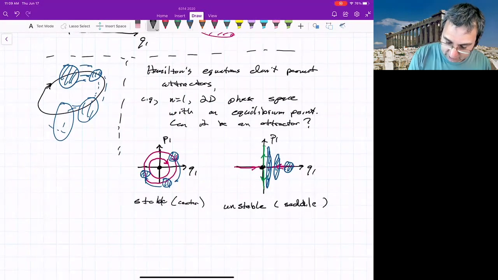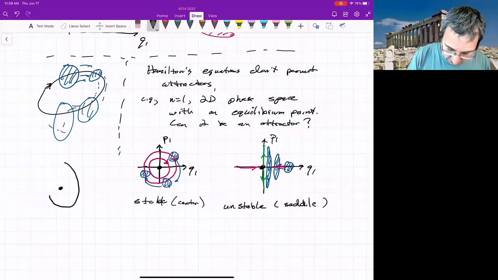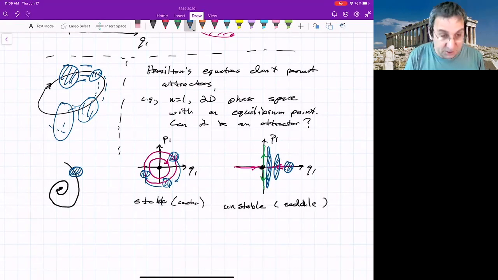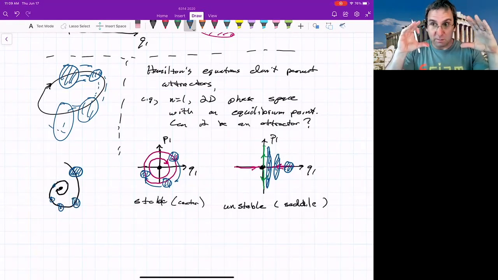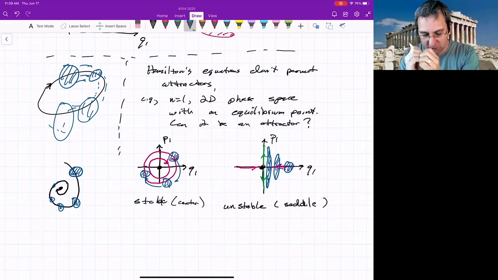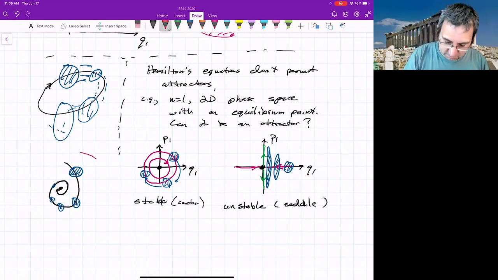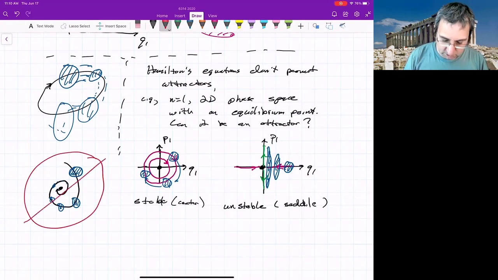So you can't have a fixed point where things are spiraling in, because that would violate volume preservation, right? Because that means you'd have a blob, and if everything is spiraling into that, then the size of this blob has to be getting smaller and smaller. In fact, you have a finite size 2D volume or area shrinking to zero. So we can't have that. Let's put a big slash through it. So no attractors.